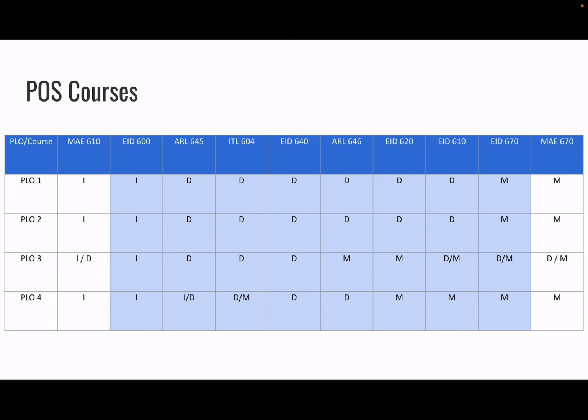So here are the courses that we're going to be going over. As you see, I highlighted the main courses in blue, mainly because the courses in white, such as the MAE 610 and the MAE 670, are the required courses, while the other 8 courses in the middle highlighted blue are the courses that I decided to choose and take, that I felt best fit the needs of the PLOs for my master's program. So let's go ahead and dig in.